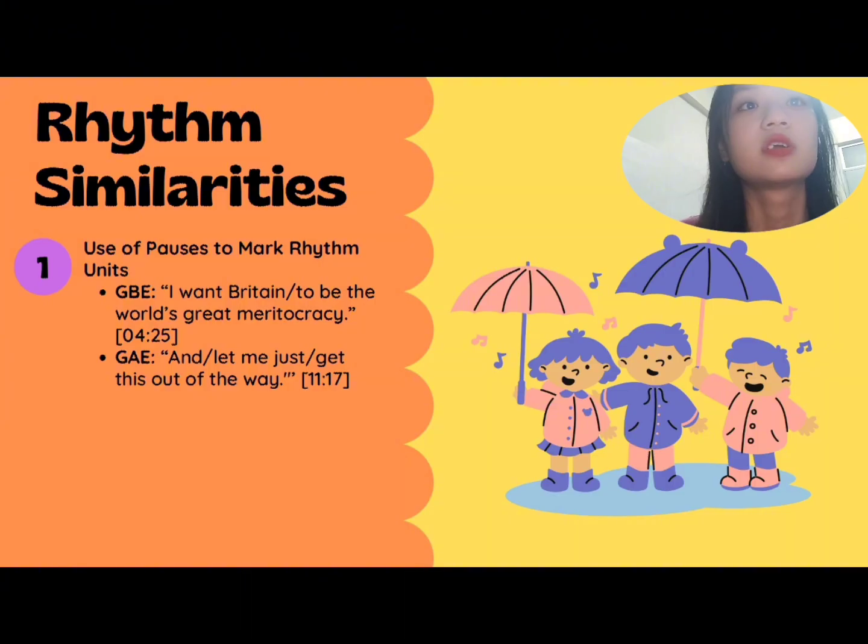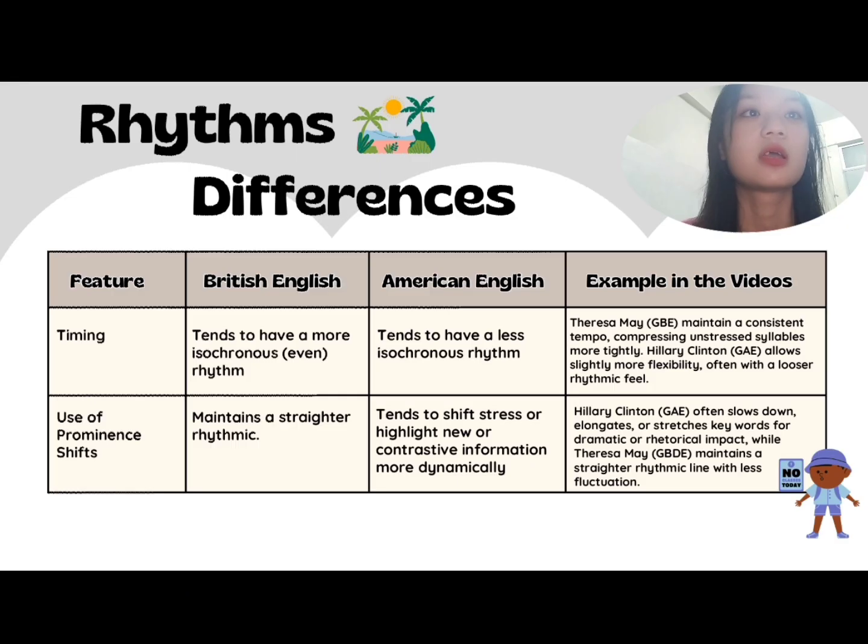Rhythmic patterns reveal another layer of distinction. British English tends toward isochrony, a more evenly timed rhythm where unstressed syllables are compressed to maintain regularity. This creates the characteristic bouncy quality often associated with British speech.